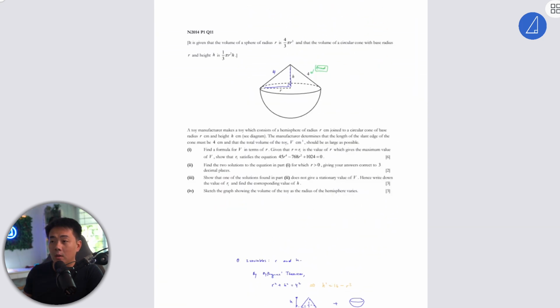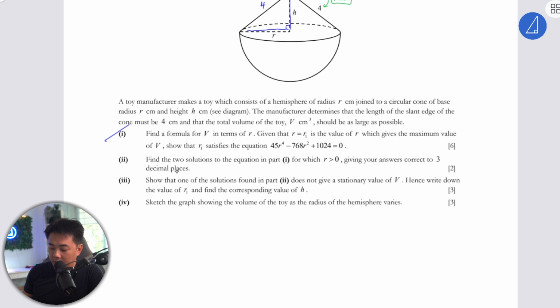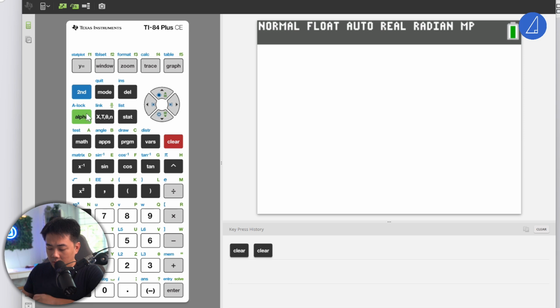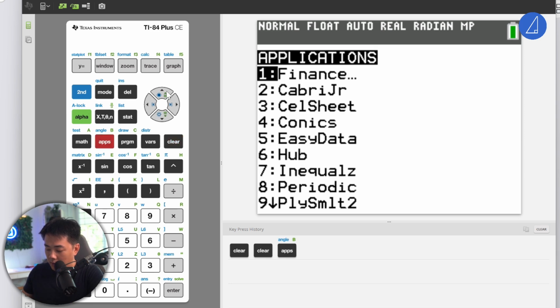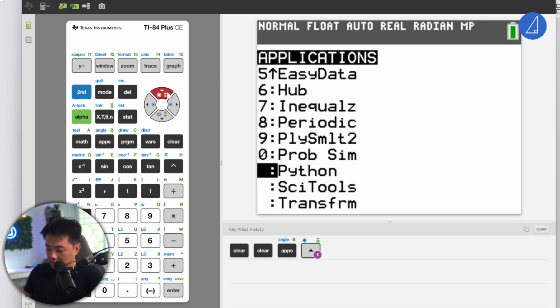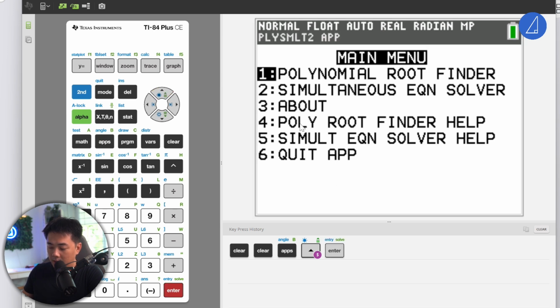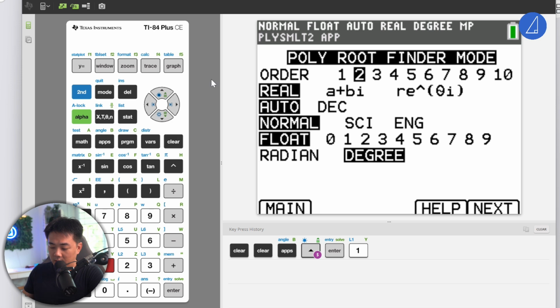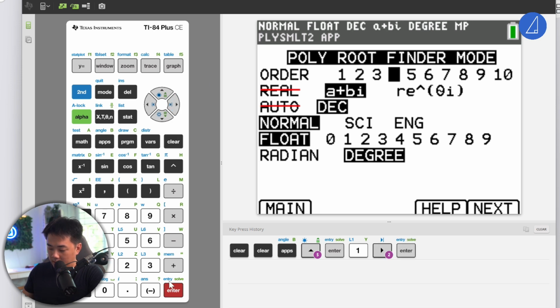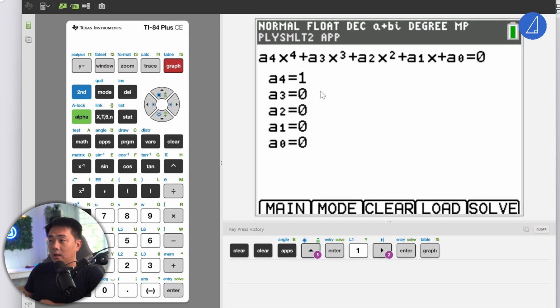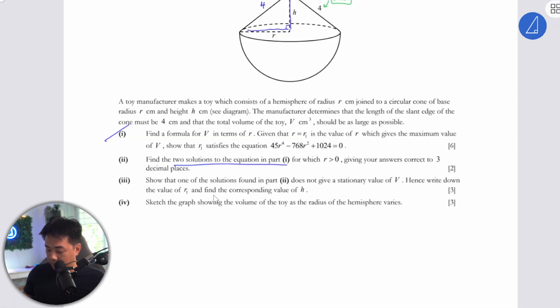Okay. Let's look at part 2. Find the solution. For the equation in part 1, if you can't do part 1, you can just do part 2 by using your GC. Okay, just check your GC value. Here, what I do is I go to apps, then go to poly simultaneous equation, number 9, then polynomial root finder, you need a degree of 4. Okay. Then you press next, then you key in a4.